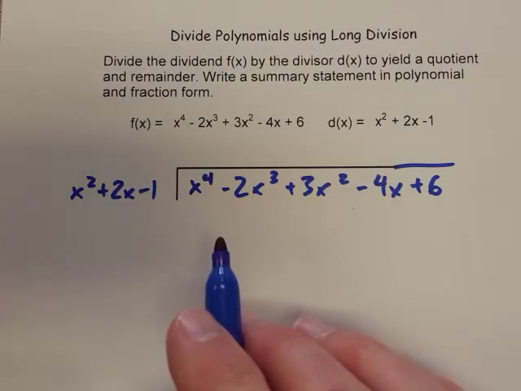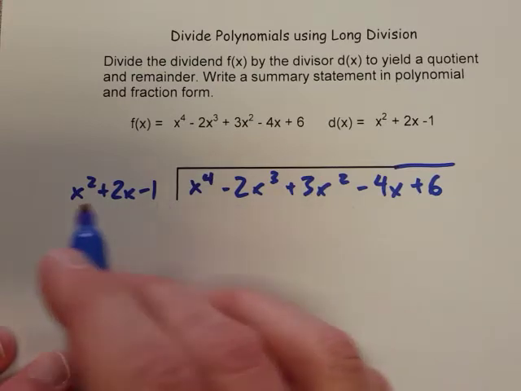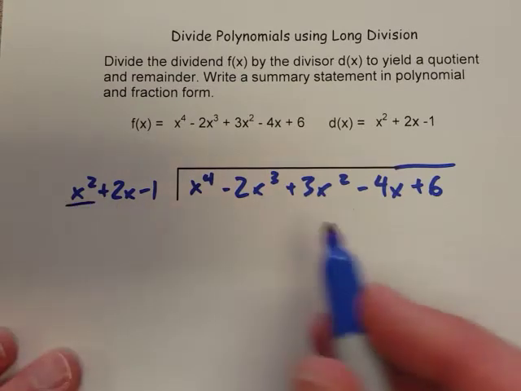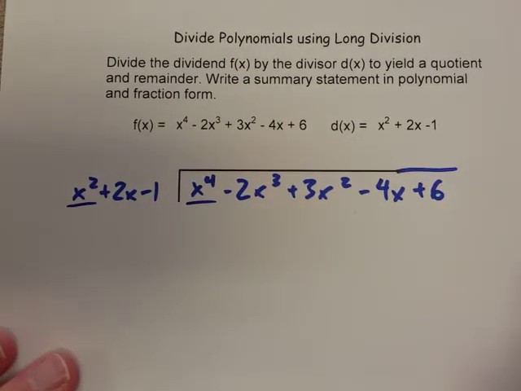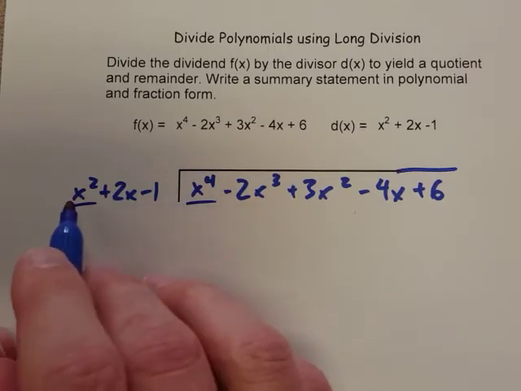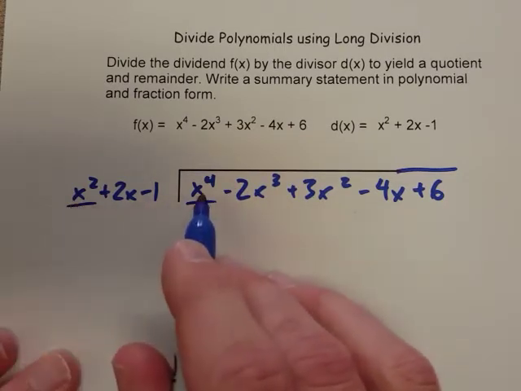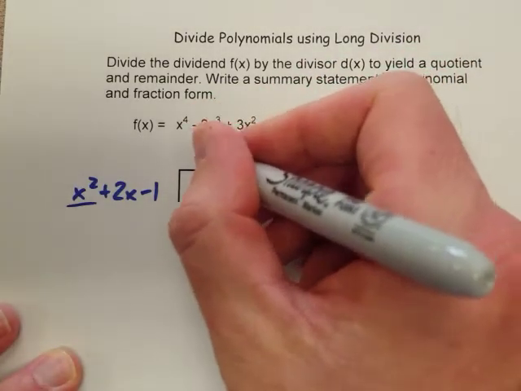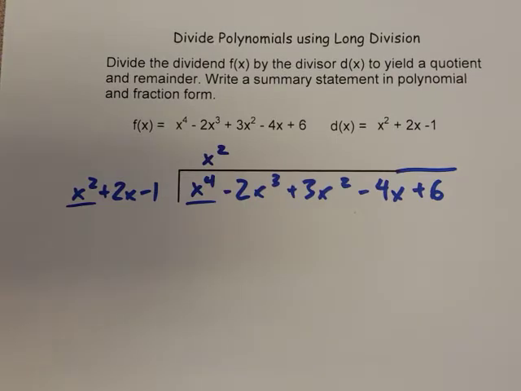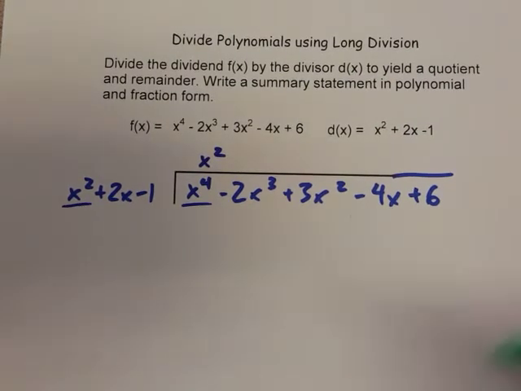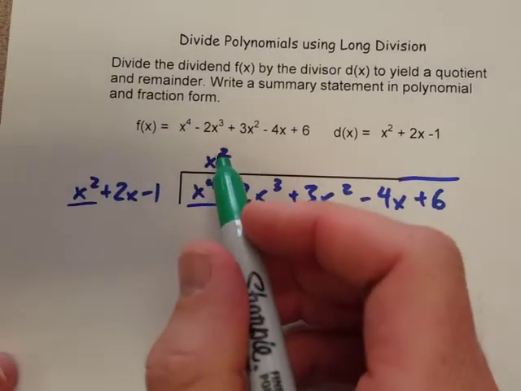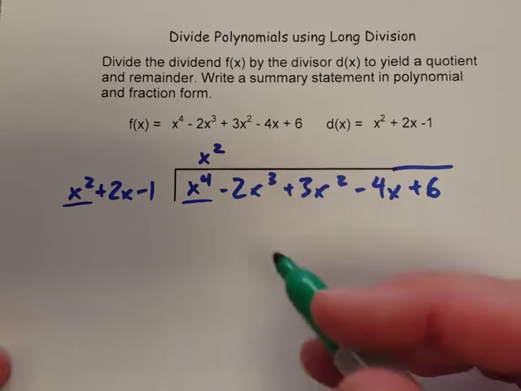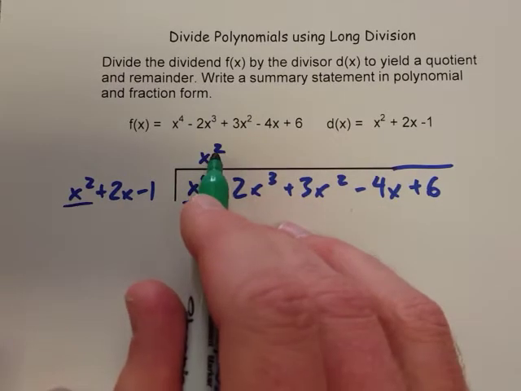So here's how we start these types of problems: we take a look at the first term in the dividend and the divisor. I've got x squared and x to the fourth. We think about what do you multiply x squared by to get x to the fourth? That's what's going to go up here. In this case, it is x squared. So now I'm going to take that and multiply down below. I'm going to multiply this back through and break that down a little bit.